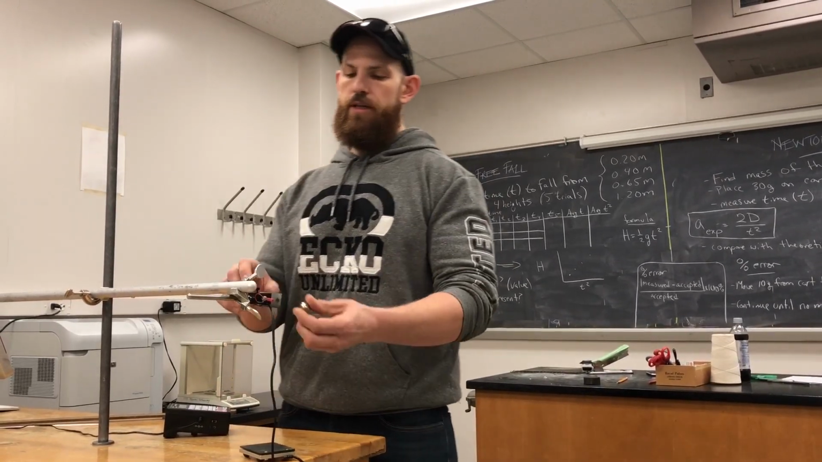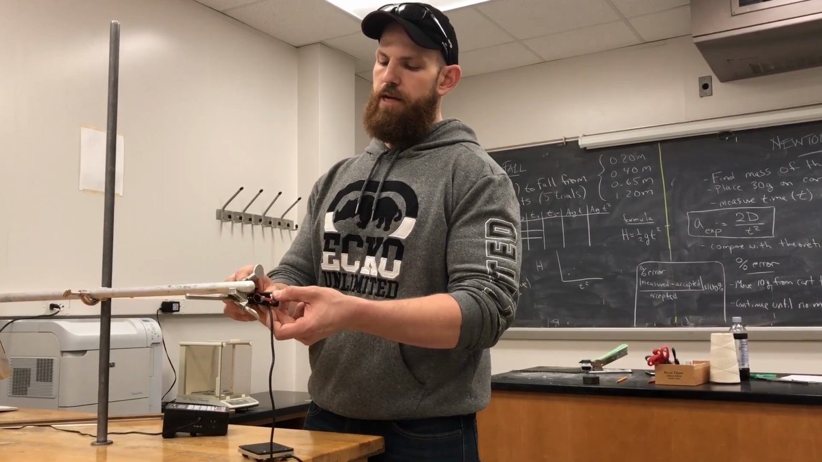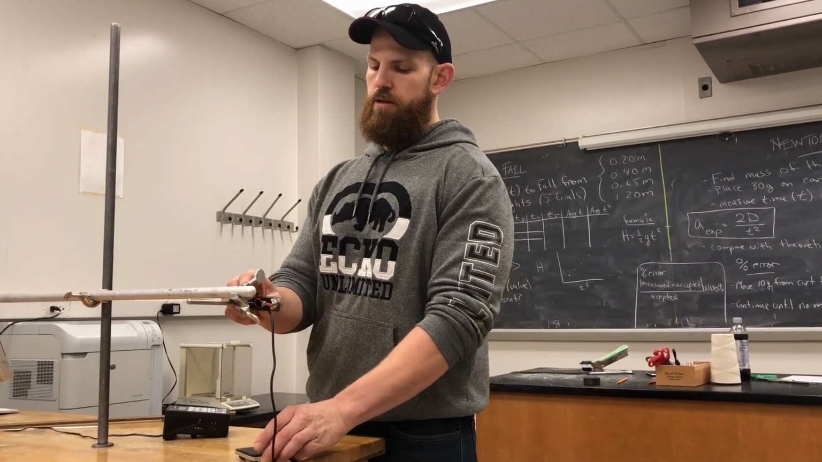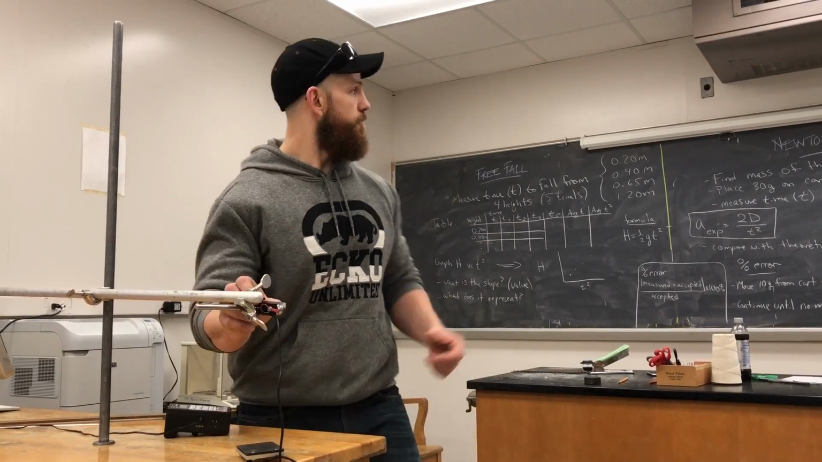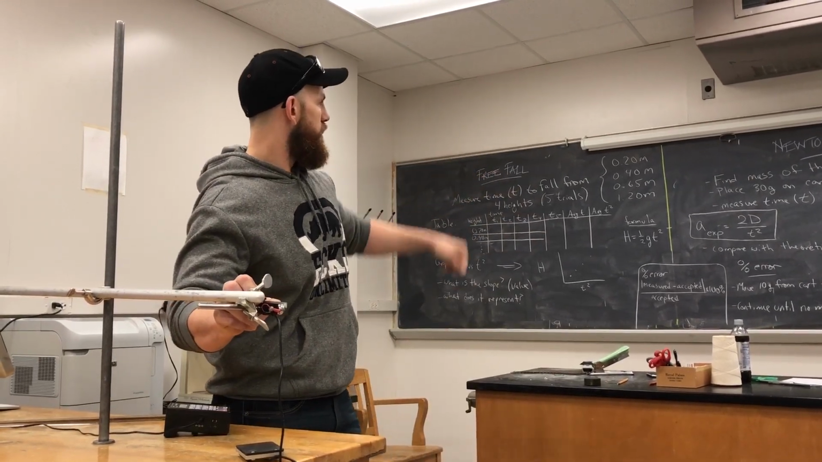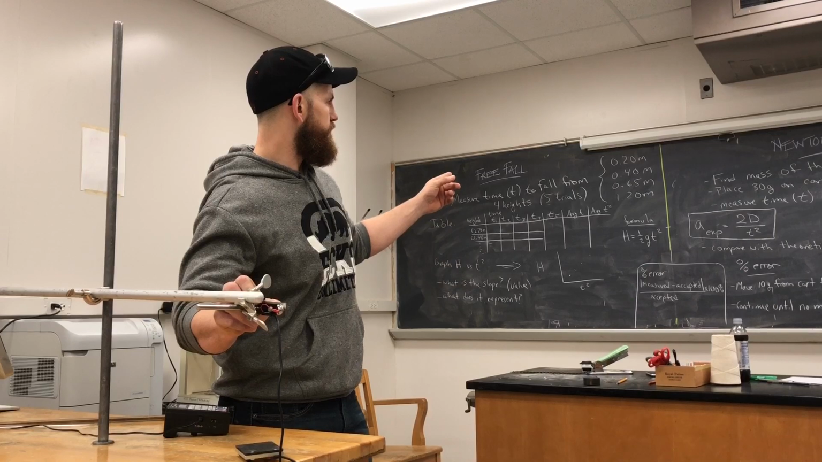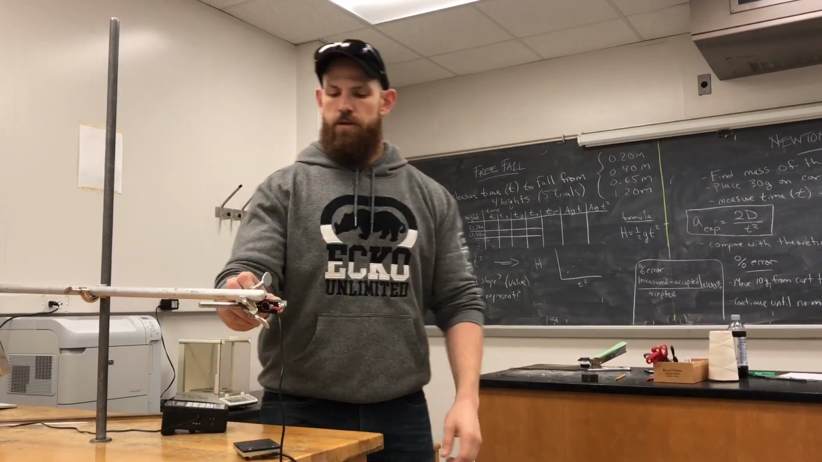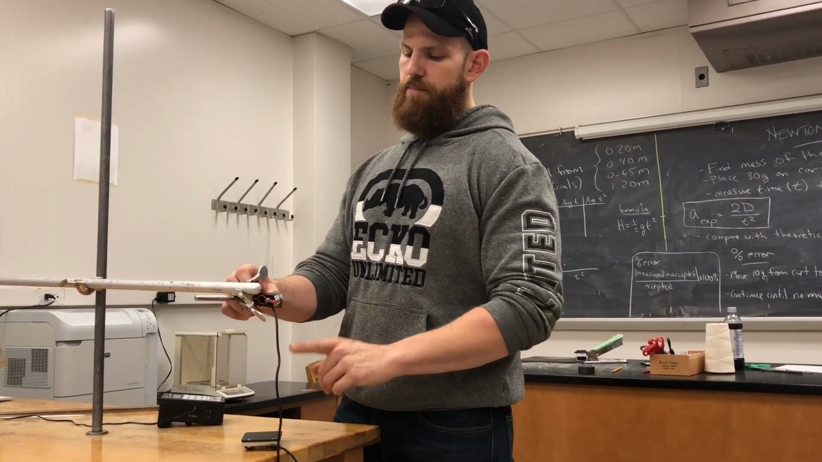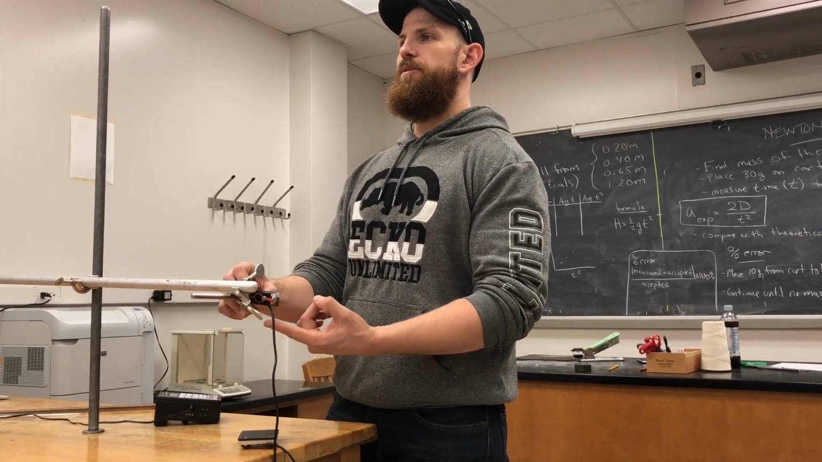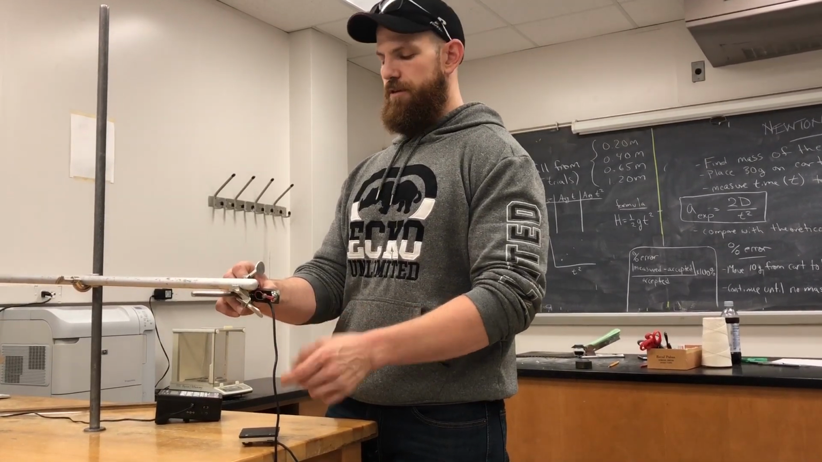So what you want to do is, I'm going to clamp the marble in position at a given height that I've measured. I gave you 4 different heights that you're going to measure: 0.2, 0.4, 0.65, and 1.2 meters. Measure out that height, measure from the top of the pad to the bottom of the marble, because that's the total distance that it falls.